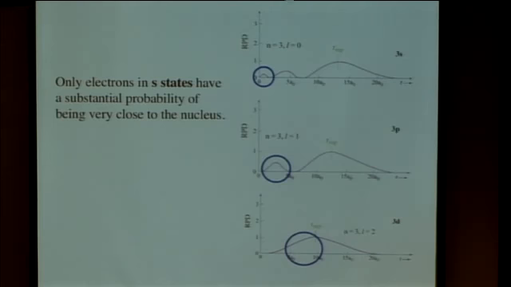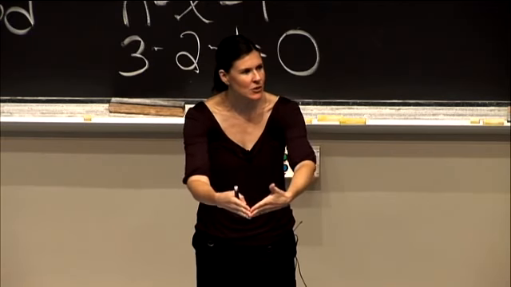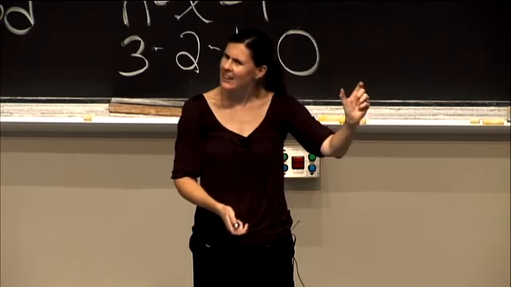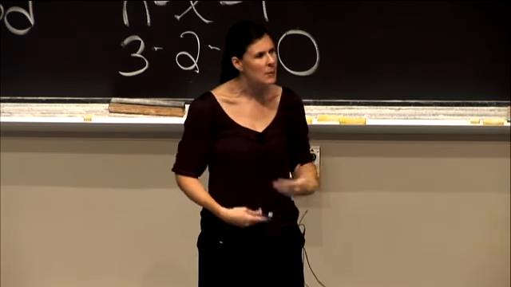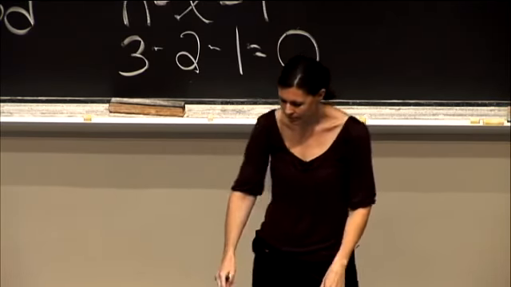So the size, still, for an s orbital is larger than for a d orbital, but what we say is that an s electron can actually penetrate closer to the nucleus. There's some probability that it can get very, very close to the nucleus, and that probability is actually substantial.